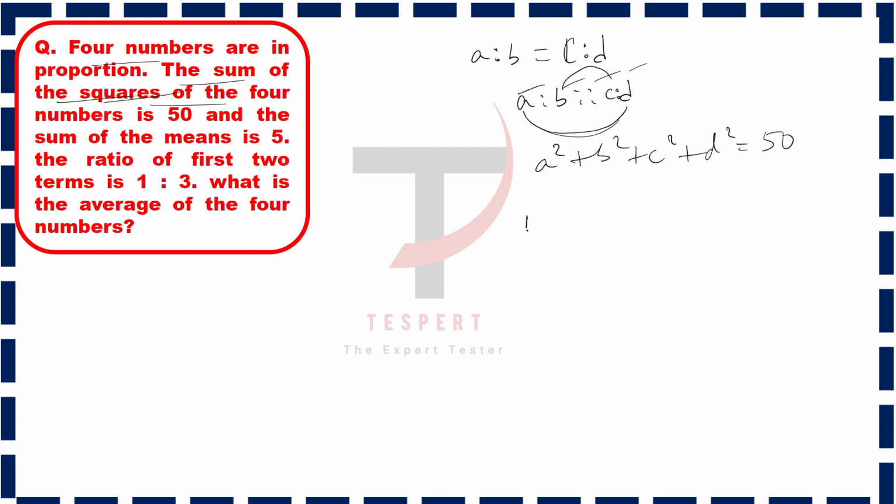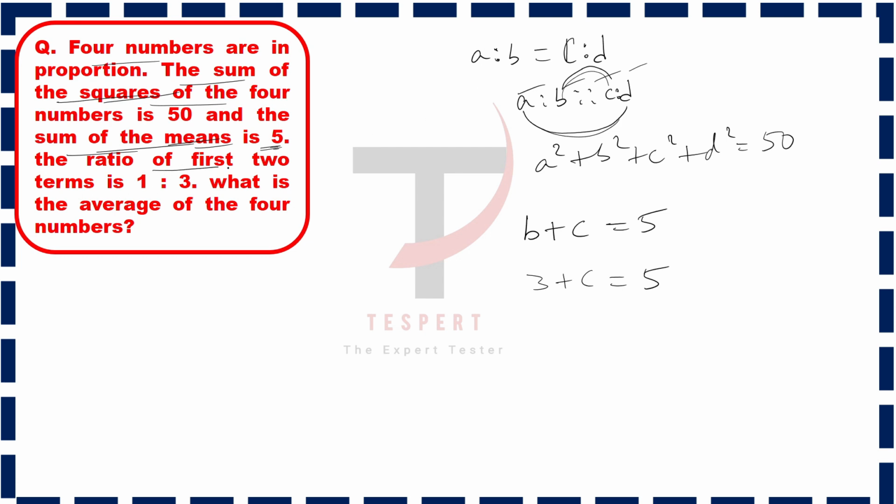So B plus C is equal to 5 because the sum of means is 5. It is already given. So B plus C is equal to 5. So B is 3. So 3 plus C is equal to 5. Why 3 plus C is equal to 5? Here B is given, right?